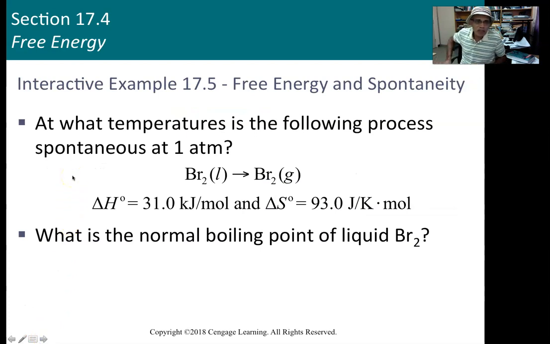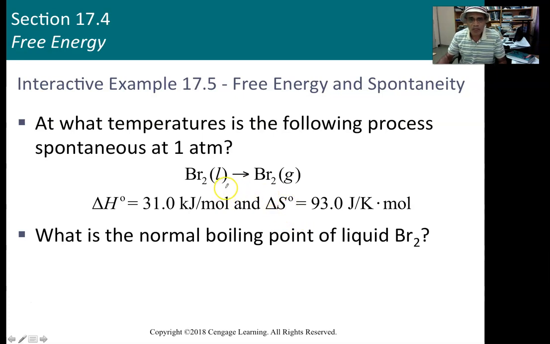Now let's look at one example. Free energy and spontaneity. At what temperatures is the following process spontaneous? Here you are given bromine liquid to vaporize to bromine gas. So that's a change of state here. And you're given the enthalpy of this vaporization process, which is the enthalpy of the system. And this is the entropy change.